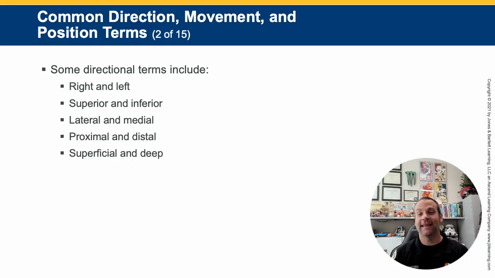Right and left. When we're talking about this, we are always referencing the patient's right and left, not your right and left. You have superior and inferior. Superior means closer to the head, and inferior means closer to the feet. An example: the chest is superior to the pelvis, and the knees are inferior to the hips. Again, this is just to help you conceptually understand. You have lateral and medial.